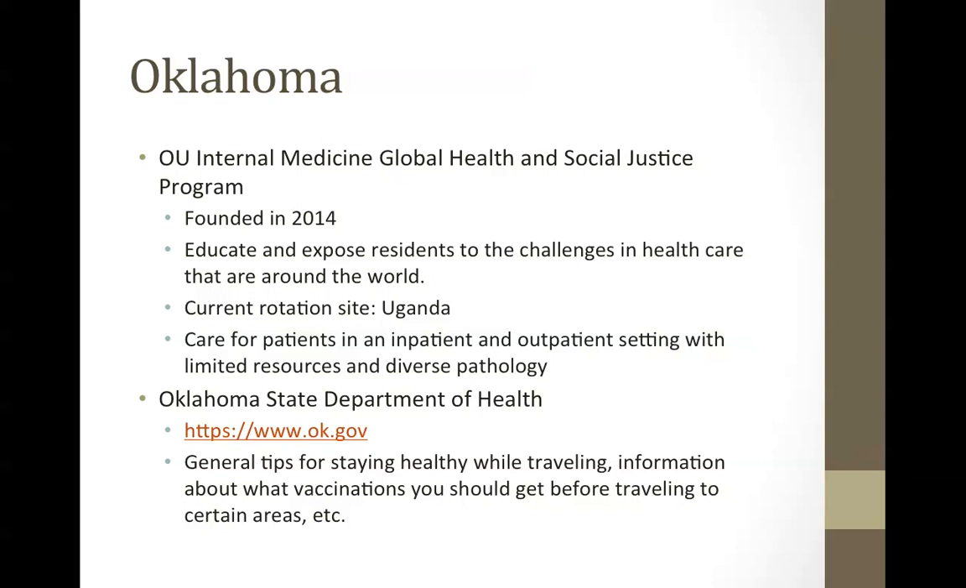It's beneficial because it educates the residents about global challenges in healthcare and allows them to provide care to patients with limited resources. It gives them good experiences with caring for patients in a setting that they are not used to. The Oklahoma State Department of Health website has information about global health threats and what people do before traveling to make sure that they stay safe and healthy. It also has information about vaccinations that are recommended before traveling to certain countries.